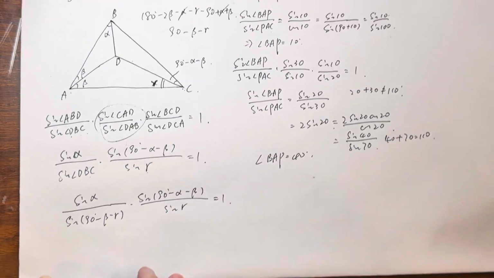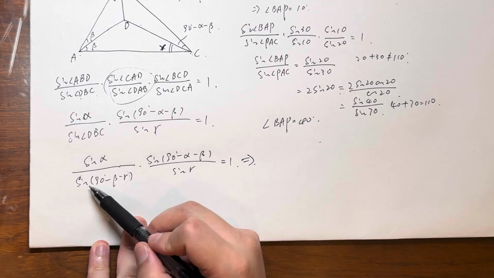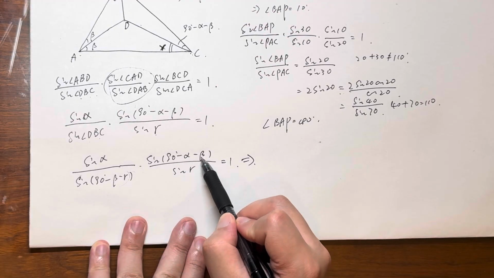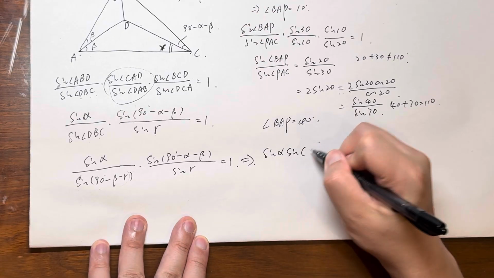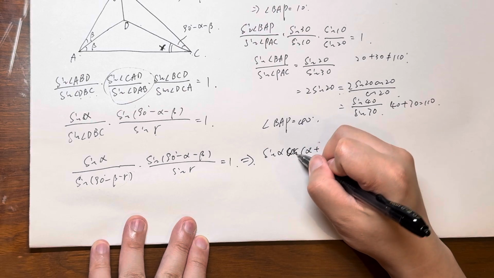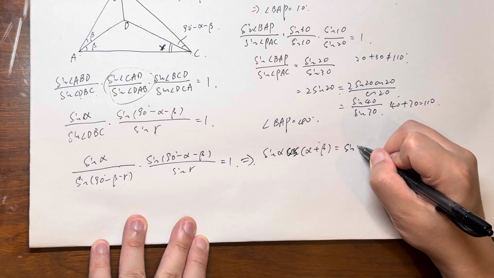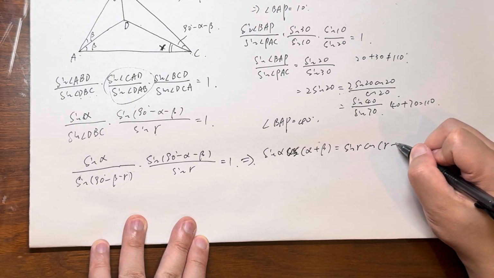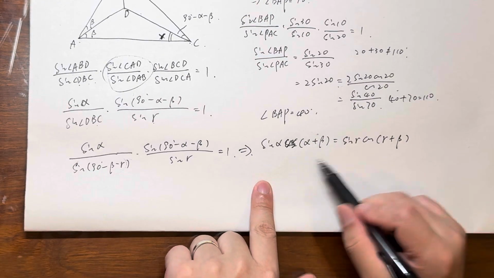This one can be rewritten as cosine of beta plus gamma, and this one is cosine of alpha plus beta. So we have sin alpha times cosine of alpha plus beta equals sin gamma times cosine of gamma plus beta.